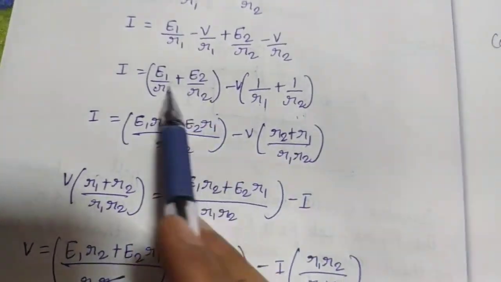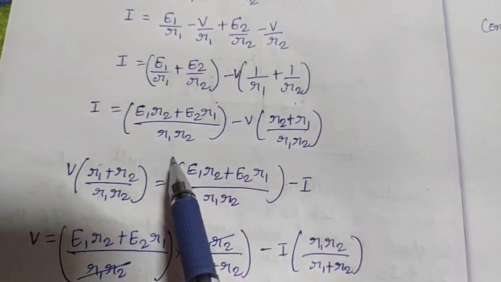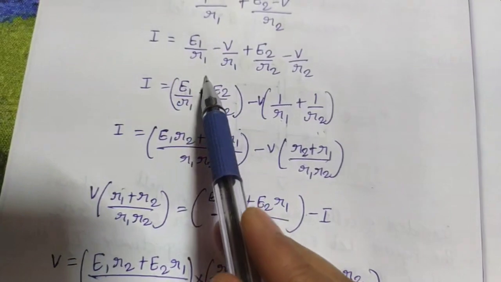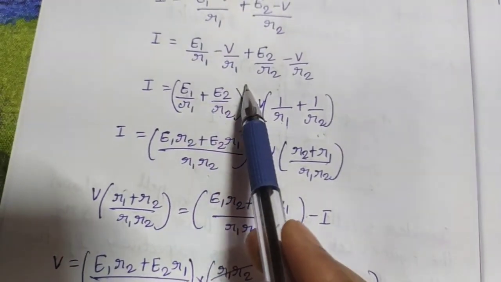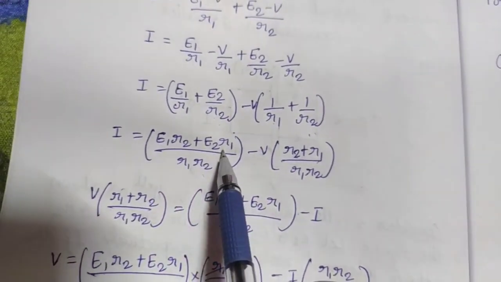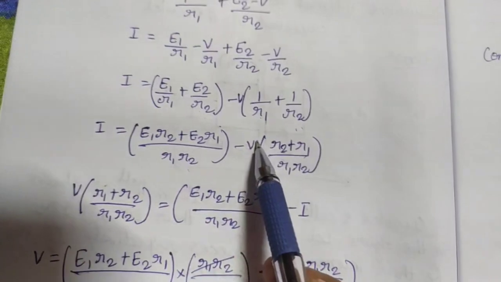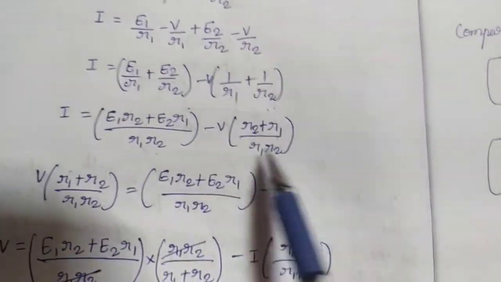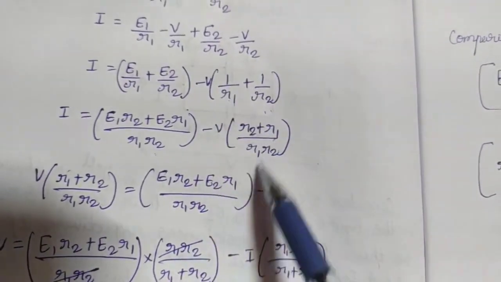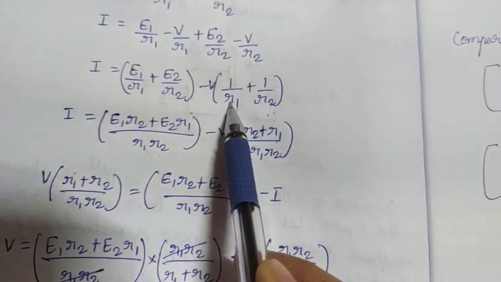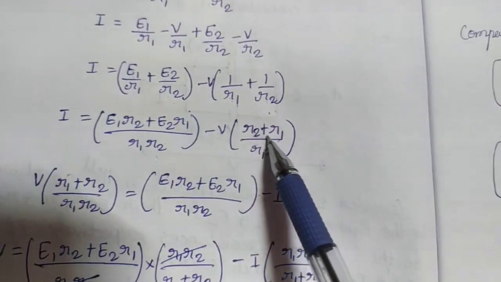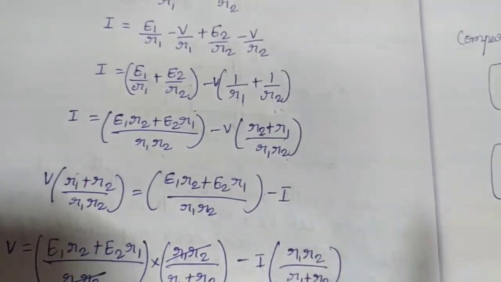Now I am taking the LCM. The LCM of R1 and R2 is R1 into R2. Here it will be multiplied by R2 and here by R1: E1 into R2 plus E2 into R1, with minus V as it is. Here also we take the LCM, R1 into R2, and the opposite terms multiply. Here is R1, so it multiplies R2; here is R2, so it multiplies R1. R2 plus R1 divided by R1 into R2.